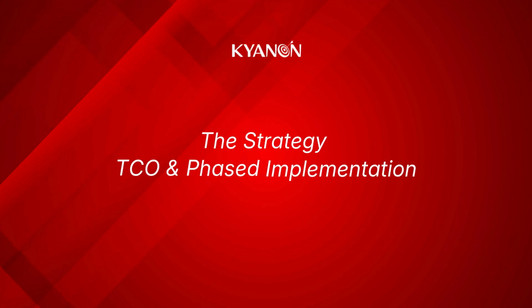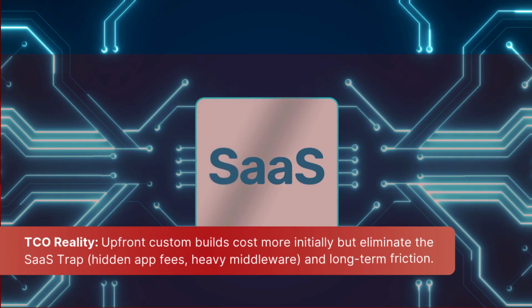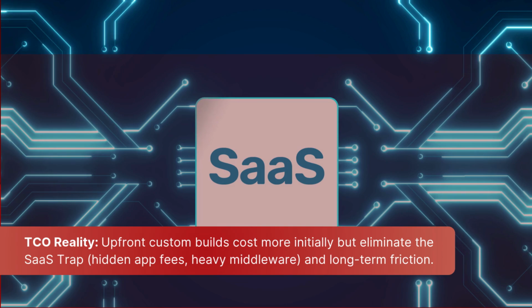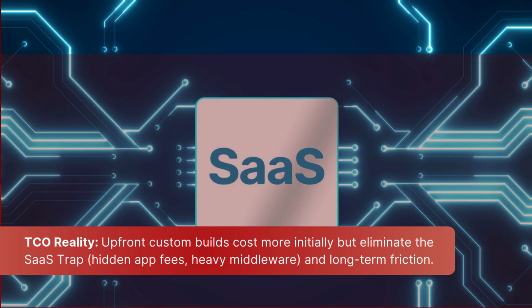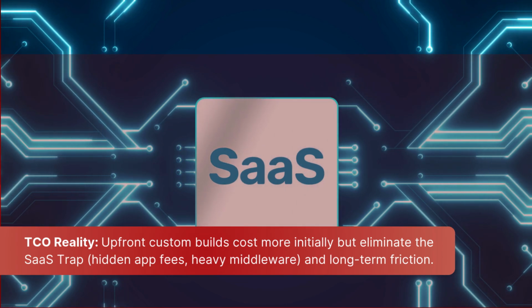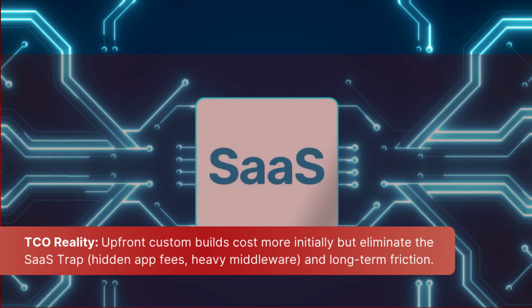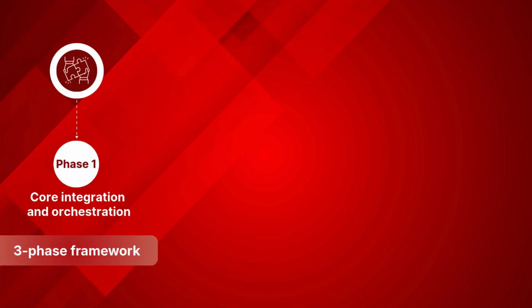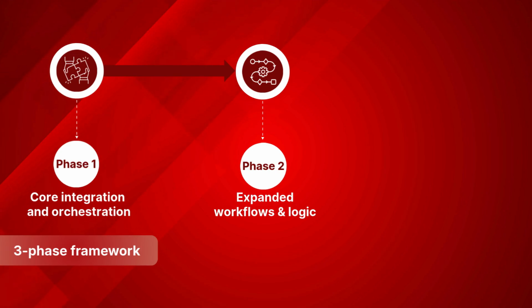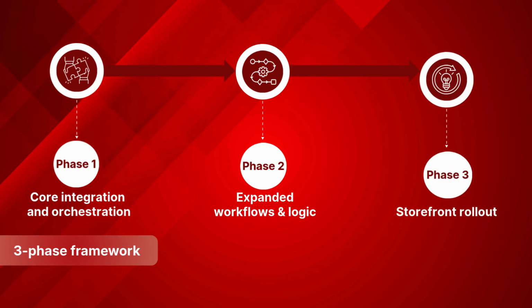The strategy, TCO, and phased implementation. Custom software requires a higher initial investment, but SaaS stacks often turn into a TCO trap loaded with paid apps and heavy middleware. Ultimately, custom eliminates long-term structural friction. To build it right, follow a three-phase framework. Phase 1 secures your core integration and orchestration. Phase 2 expands workflows and logic. Finally, Phase 3 rolls out the customer-facing storefront once your operational backend is rock solid.